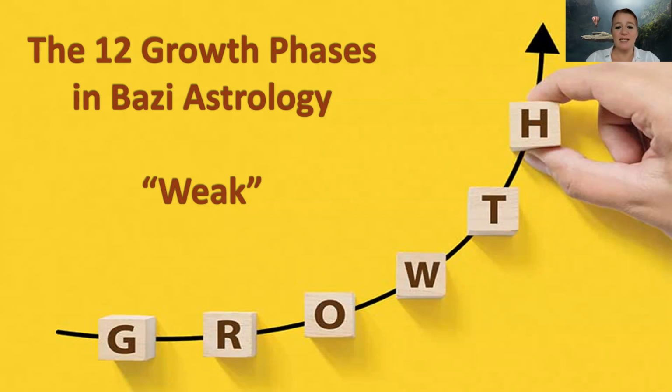This is part 6 of my 12-part series about the 12 growth phases in Bazi Astrology, and today we are talking about phase 6, the week phase. Now, the 12 growth phases is a standalone reading technique in Bazi Astrology that enables you to see some hidden information in a Bazi chart that is otherwise not so obvious at first glance. And the way you find or interpret this is very, very easy.